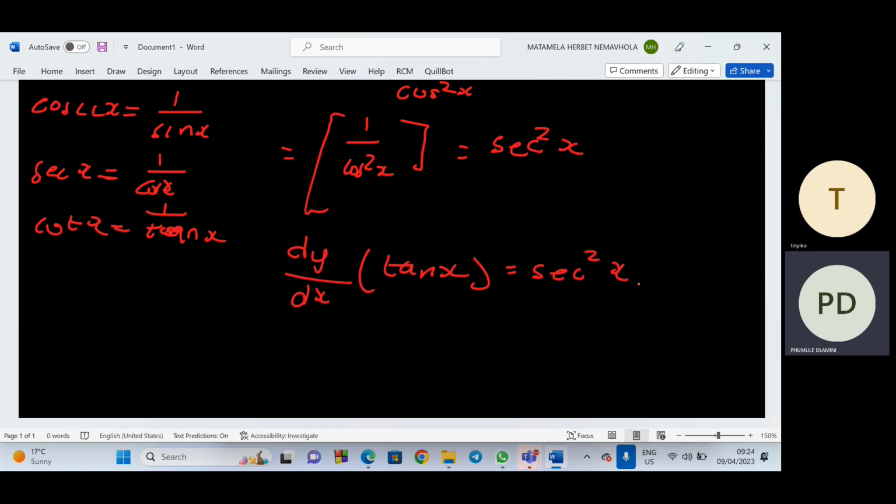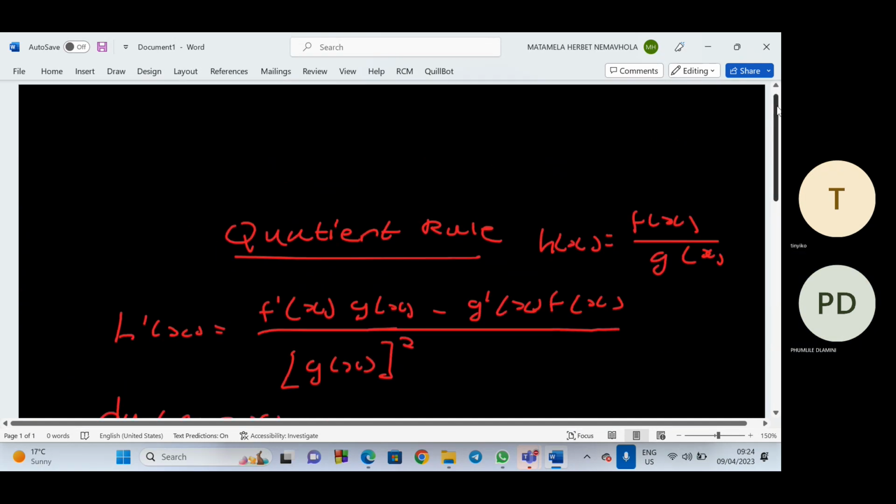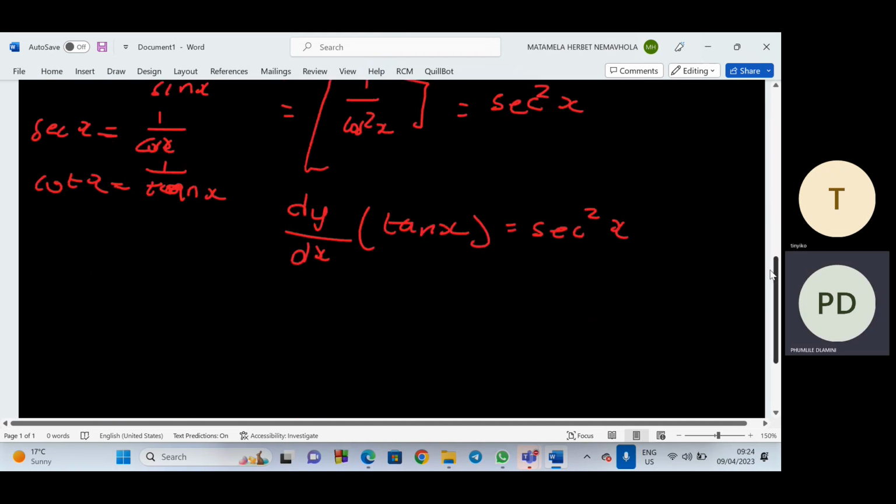If you have all this knowledge that I'm teaching you now, based on the product rule and the quotient rule, you won't have any problem. So are there any questions?